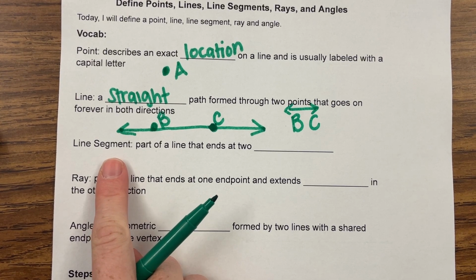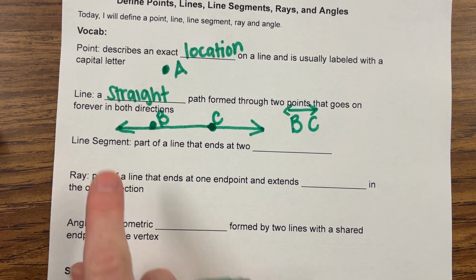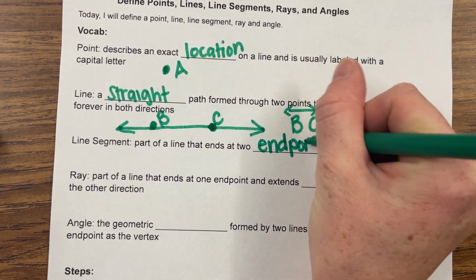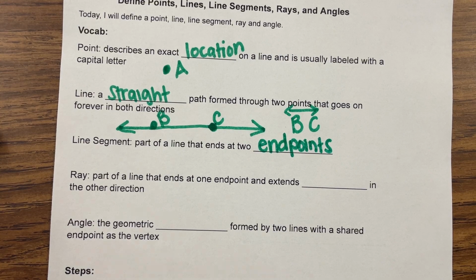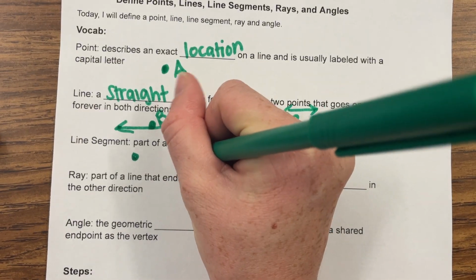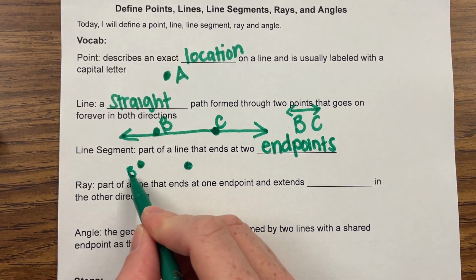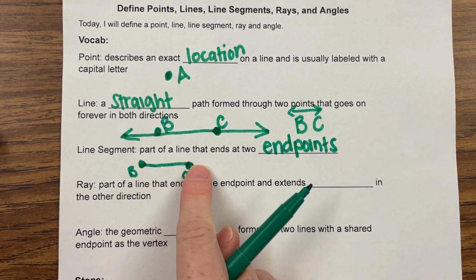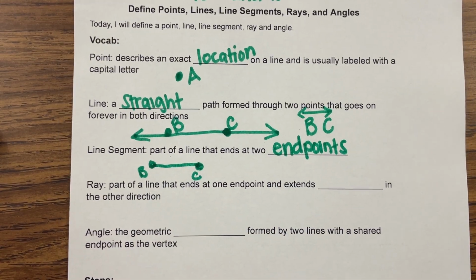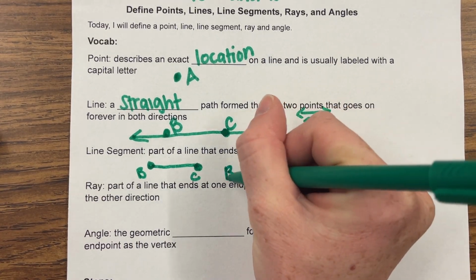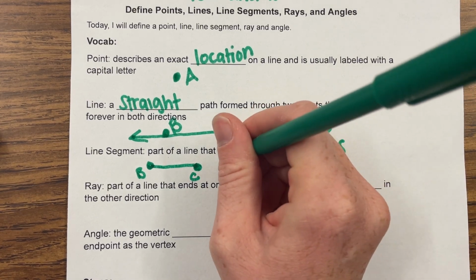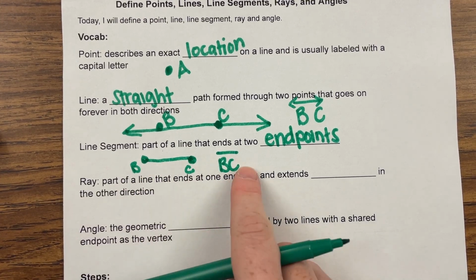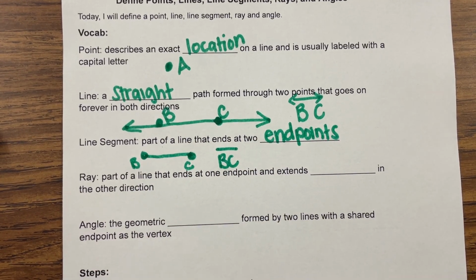Now we have a line segment. That is a part of a line that ends at 2 endpoints. So I have part of a line. It goes from B to C, but it stops. Those points are the endpoints, so that's a line segment. We label that as BC with just one line above it, no arrows. So if I said label that line segment, it would be BC with just a line above it.